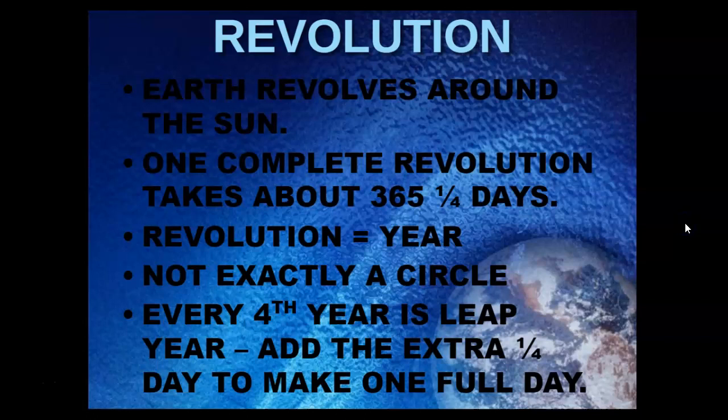Revolution is the orbit around the sun. One complete revolution around the sun takes approximately 365 and 1/4 days. This is why we have a year. Now remember, we have the leap year every 4th year to make up for that day.